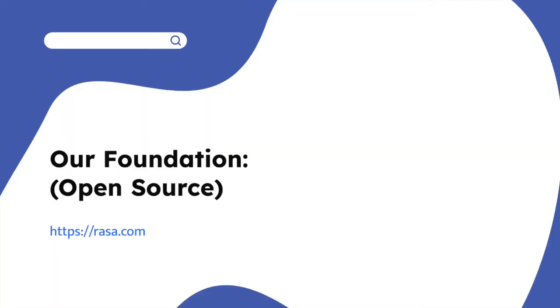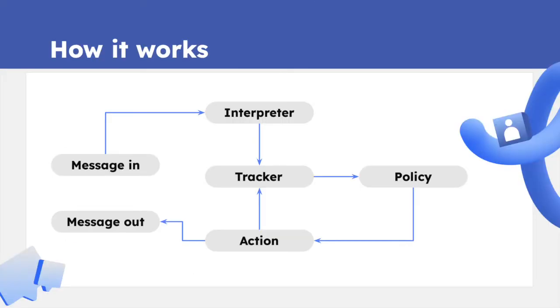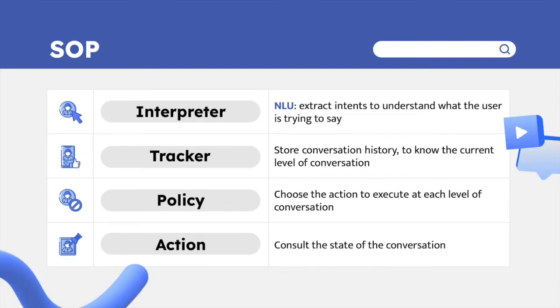The foundation of our final project is the website right here, and this is how it works. First, the user puts in a message, and the interpreter tries to understand the intent, then it goes to the tracker, the policy, the action or response, and finally the printed message. The interpreter extracts the intents and understands what the user is trying to say. The tracker knows the current level of our conversation. The policy chooses the action to execute at each level of conversation. And lastly, the action consults the state of our conversation.